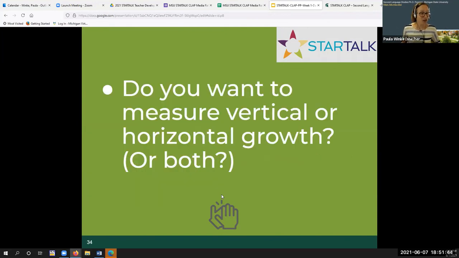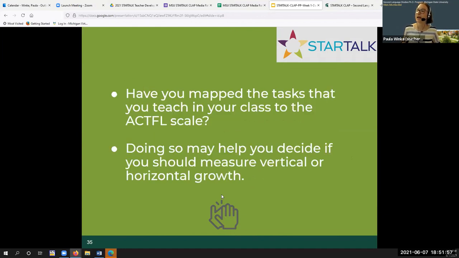So I guess my question for you is, when you're thinking of your testing for this upcoming academic year, do you want to measure vertical growth or horizontal growth or both? And the other question I have is, have you mapped the tasks that you teach in your class to the actual scale? So you have concrete curriculum.